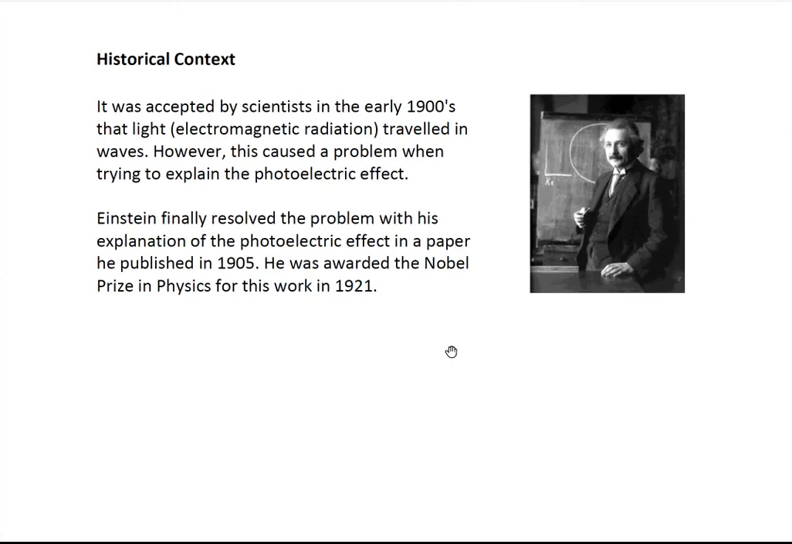However, the wave model of light caused a problem when trying to explain the photoelectric effect, as we're going to see shortly. And it was Einstein who finally resolved this problem in 1905 with his paper on the photoelectric effect, which said to consider light more as particles instead of waves, particles of energy. And for this work, he was awarded the Nobel Prize in Physics in 1921.